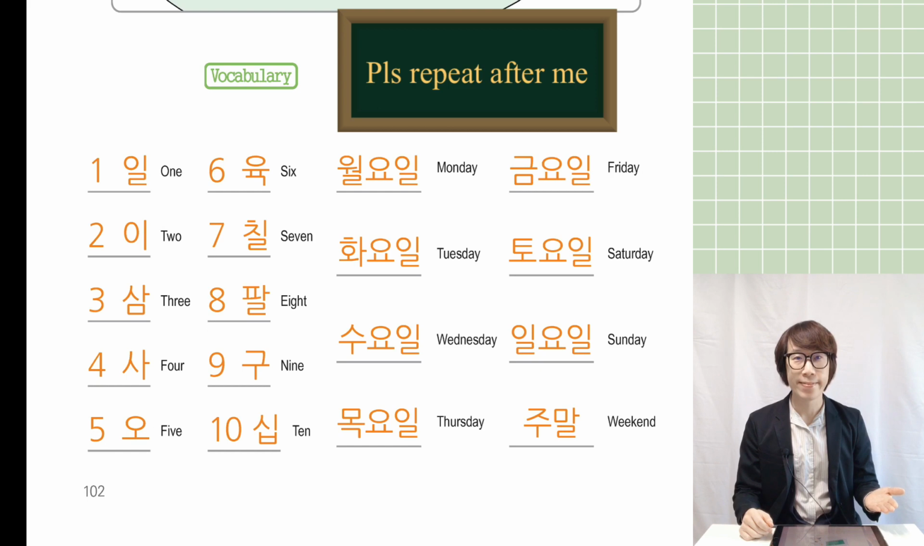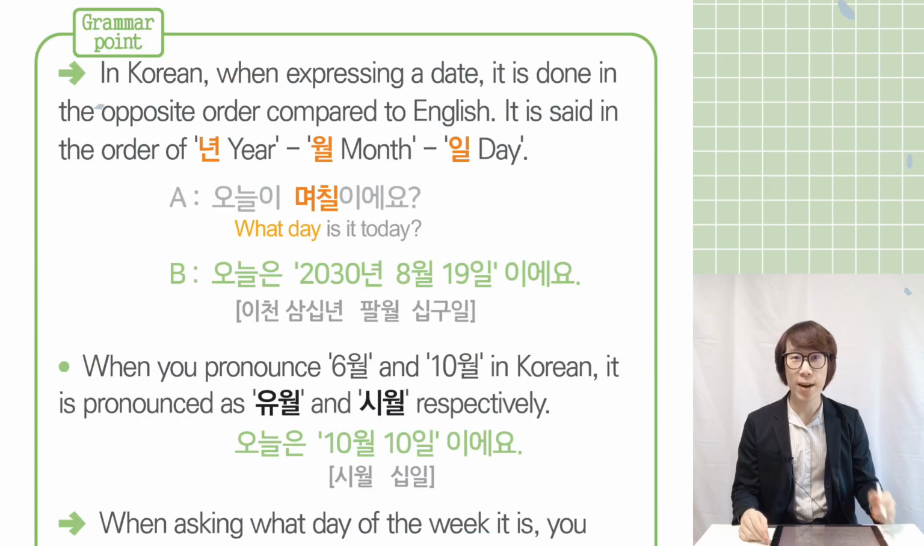월요일, 화요일, 수요일, 목요일, 금요일, 토요일, 일요일. Good job. Please repeat after me one more time. 월요일, 화요일, 수요일, 목요일, 금요일, 토요일, 일요일. Good job. So I explained to you that Korean numbers 1, 2, 3, 4 are used for dates.